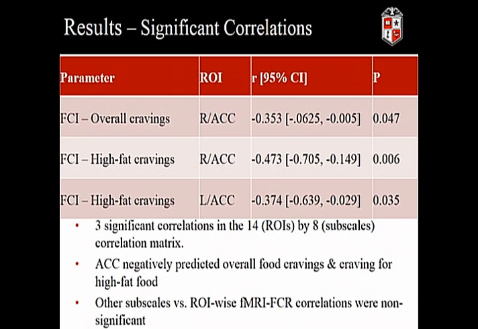So, getting to the meat, we had only 3 significant correlations in the 14 regions of interest in the brain, which were chosen based on their likelihood to be important in this, based on other studies. That's by 8 subscales in the correlation matrix, and only 3 things were significant. The anterior cingulate cortex predicted overall food craving and one specific food craving for high-fat food. It does play a role in garnering resources for the DLPFC and in the inhibitory role. It may be because of that that we saw that finding. We'll talk about that in a minute. But none of the other regions were significantly correlated with any of the scales of these measures.